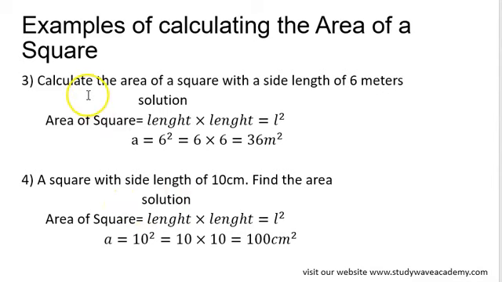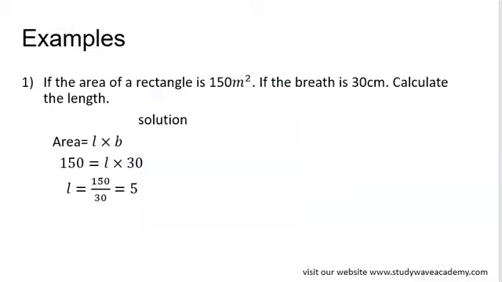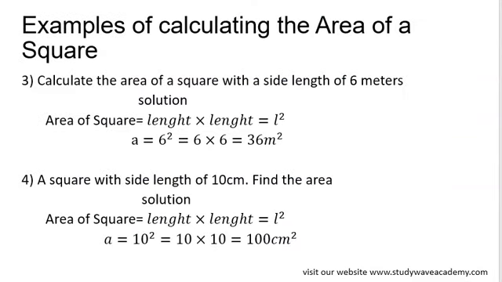Our next question, here we have calculate the area of a square with a side length of 6 centimeters. With a what? Side length of 6 centimeters. Okay. Now our square, the length is 6 centimeters. We have to calculate the area of the square, and our formula is what? Length times length. Good. So we write out our formula: length times length equals L raised to power 2.